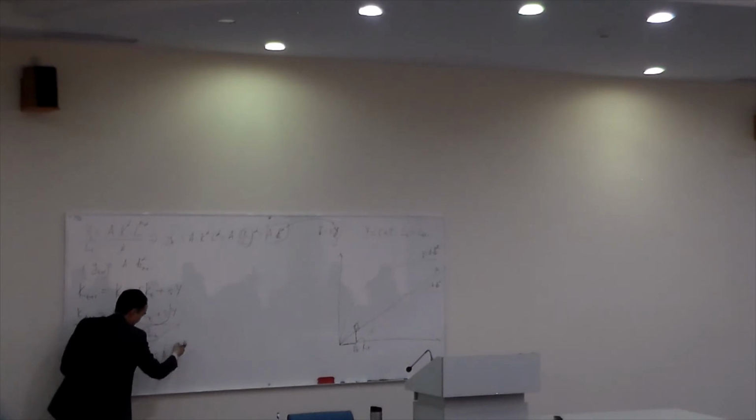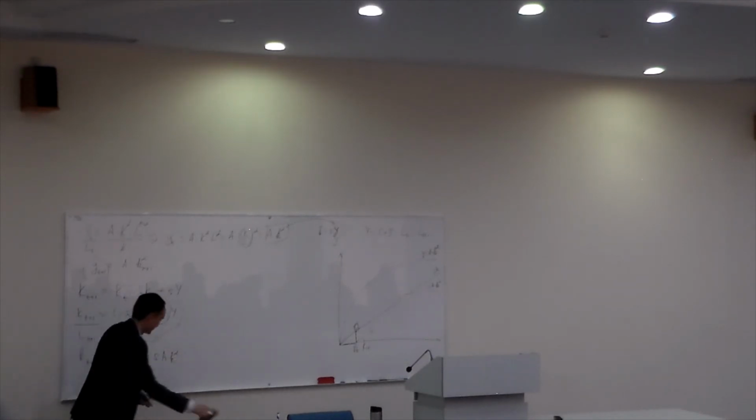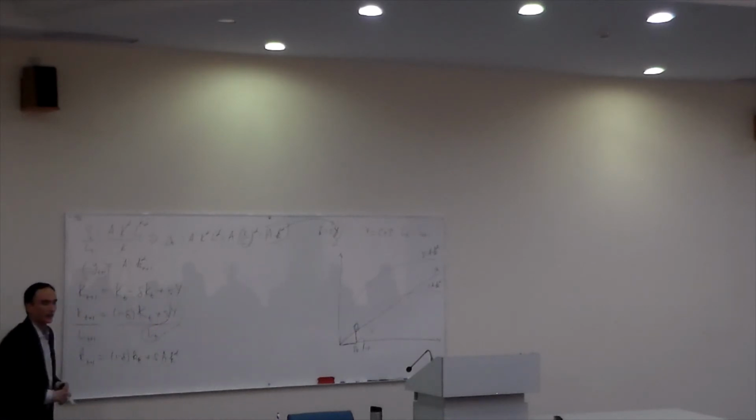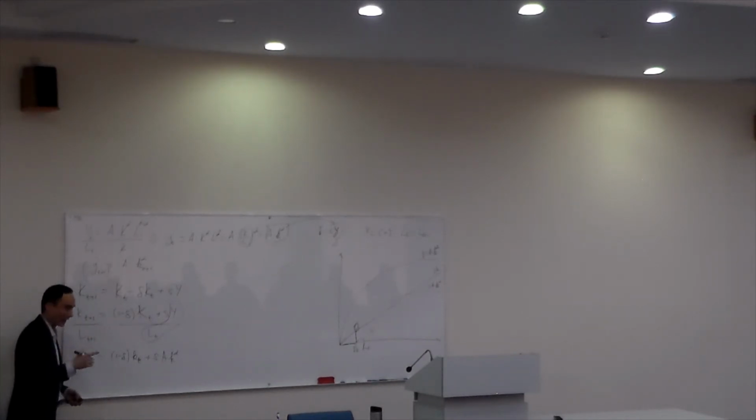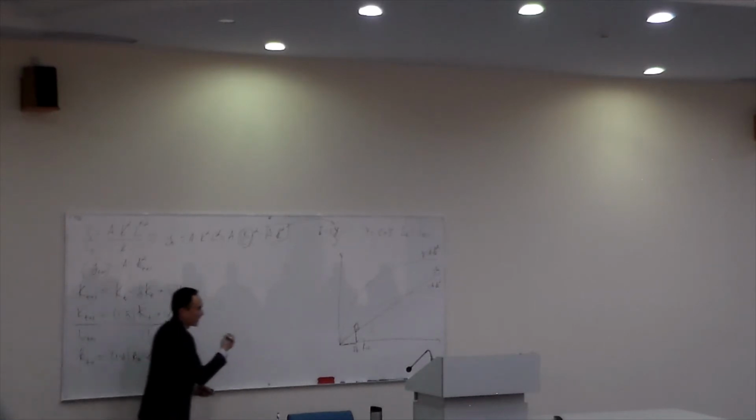A times per capita capital in the power of alpha. Okay. Good. So now we have to derive the law of motion of capital first to find the steady state level. Now we are going to find this point.